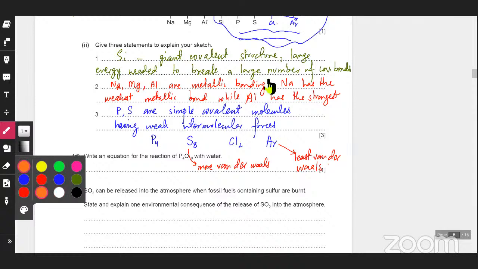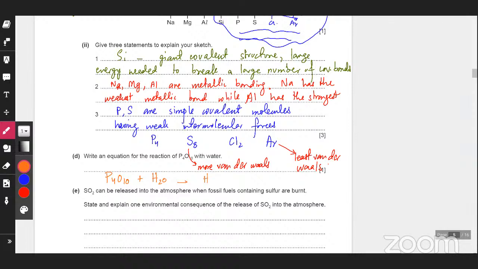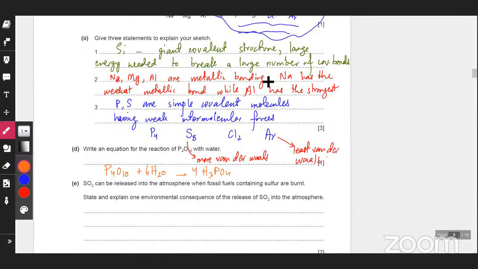I said the other one is SO2, and you need to write an equation of phosphorus oxide with water. It's P4O10, and you react it with H2O, and it's going to form H3PO4. Phosphoric acid is going to be produced, and you can balance this. There should be four phosphoric acids. That's 12, so six H2Os. So the oxygen looks balanced. Yes, it is balanced. So P4O10 is going to mix with water to form phosphoric acid.